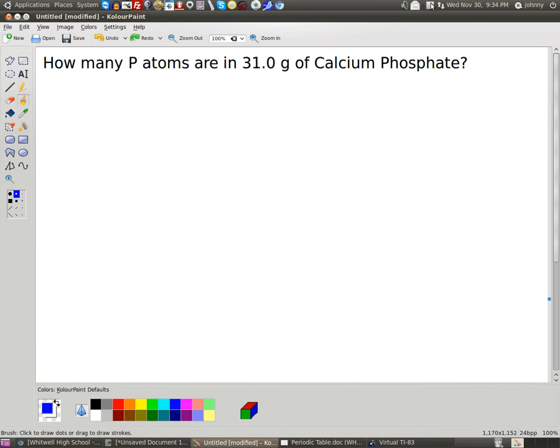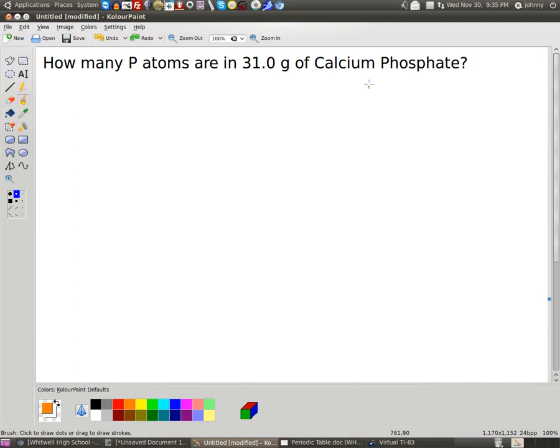The individual asked me to work this problem. It's basically how many phosphorus atoms are in 31.0 grams of calcium phosphate. Now this problem has a lot going on. It has so much going on that it's more than just one simple problem.